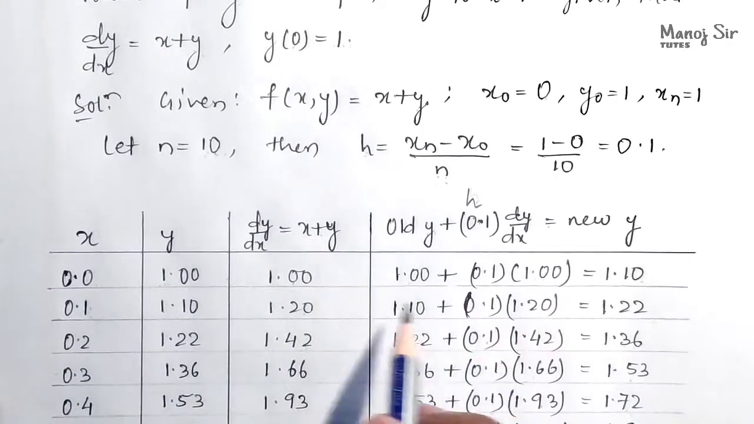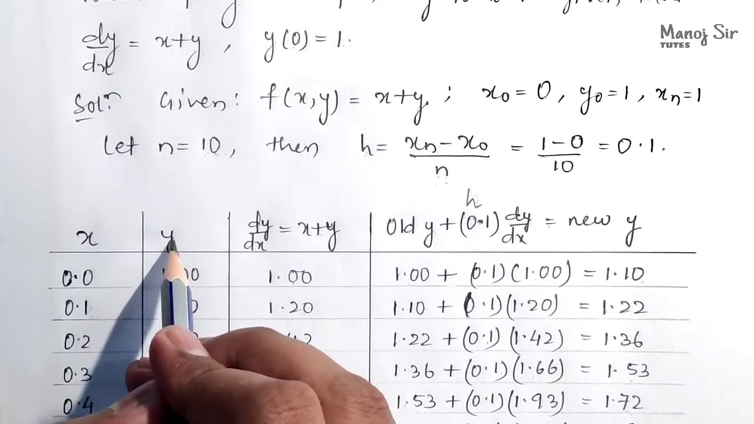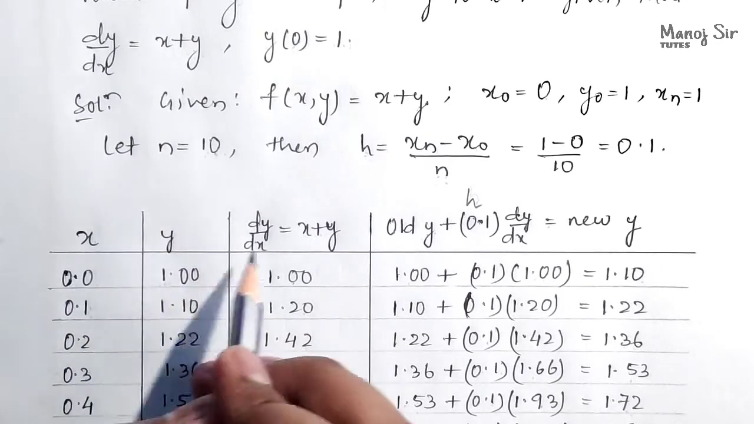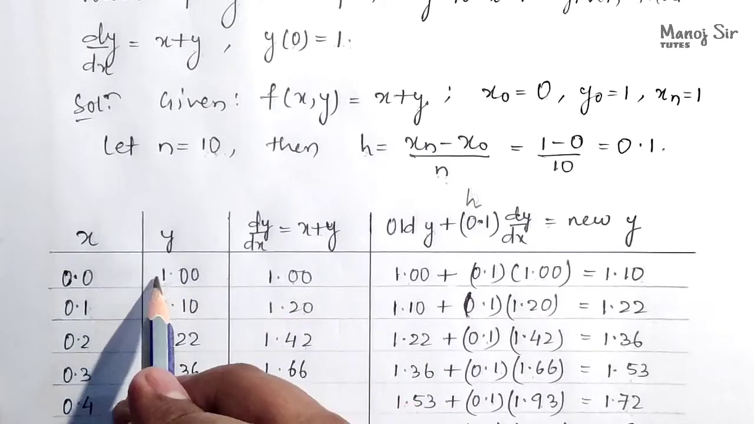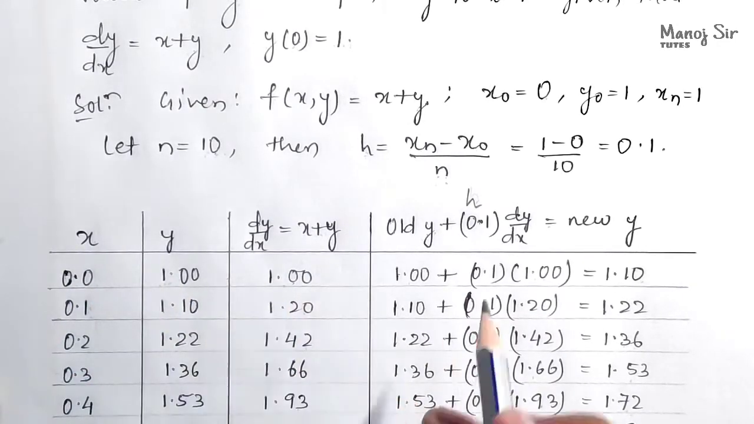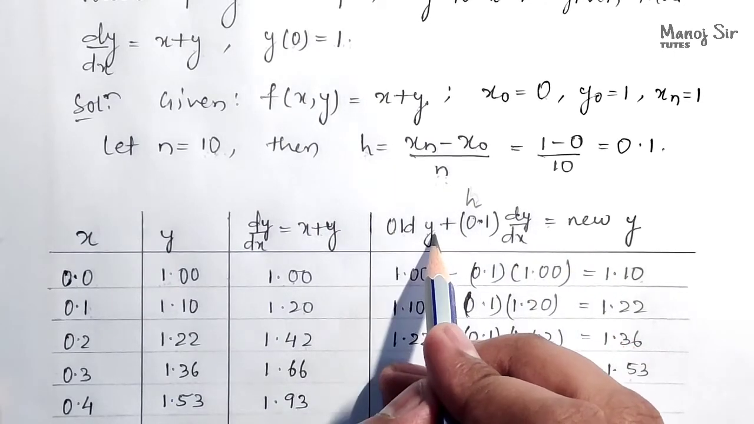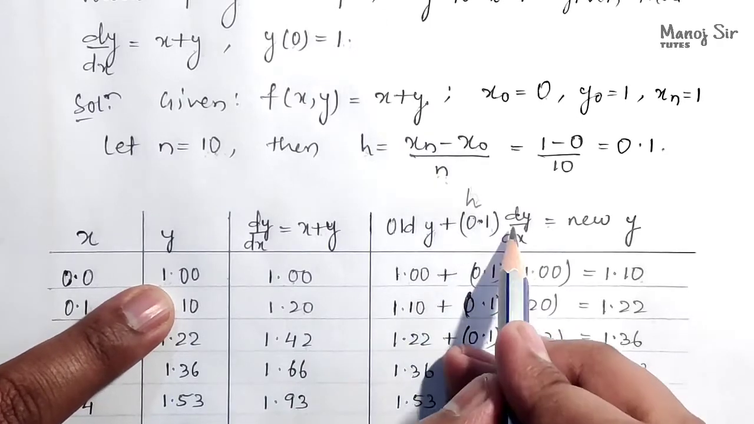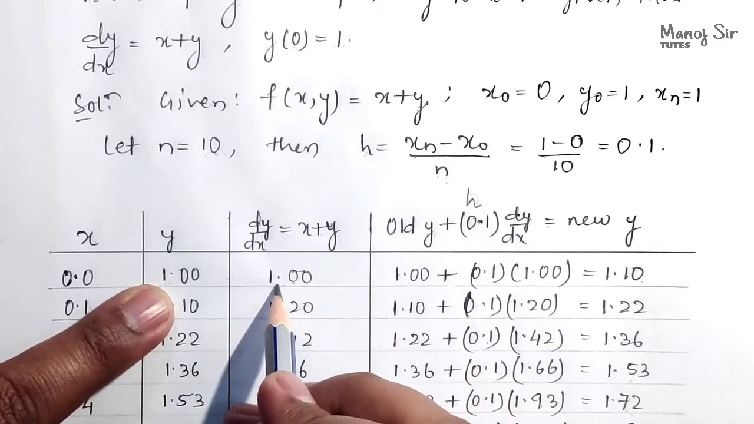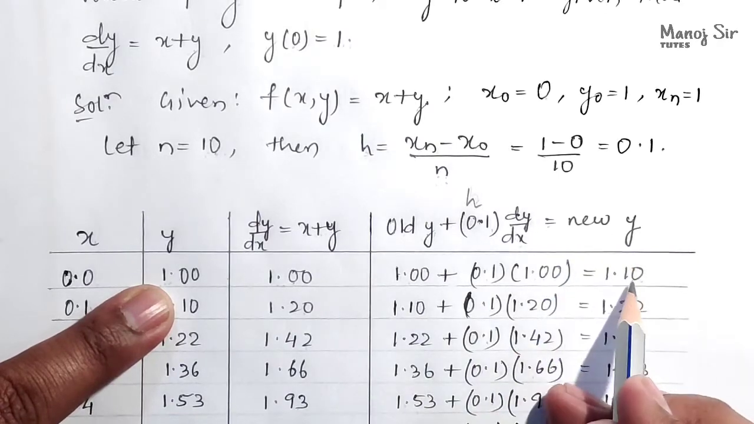Okay. Now let us start forming this table. So the initial value of x is how much? 0. And the initial value of y is how much? 1. So here we have x plus y, that is, on adding both you get 0 plus 1, that is 1. Here we need to find the value of new y. So we have old y, that is 1, plus h, that is 0.1, into dy upon dx, that is x plus y, that is how much? 1. On solving this, we'll get the new value of y, that is 1.1.